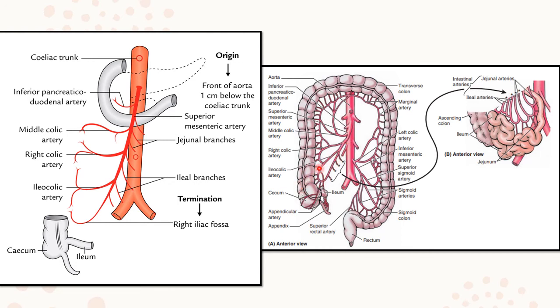And then we have the left side. On the left side we have the jejunal branches and the ileal branches, these ones. As you can see over here, we have the short vessels over here, which are the jejunal and the ileal arteries, which are 15 to 18 in number and arising from the left side of the superior mesenteric artery.